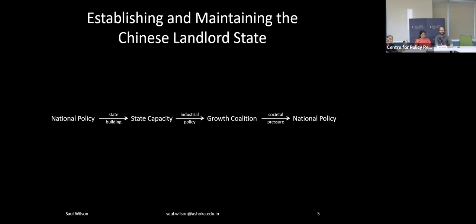a growth coalition that was so potent that it was able to exert sufficient societal pressure that it essentially captured the industrial policy agenda and was able to use this tool of industrial policy, the landlord state, to support the real estate sector instead of supporting the broader program of industrial policy that the Chinese state proposed at various different time periods.